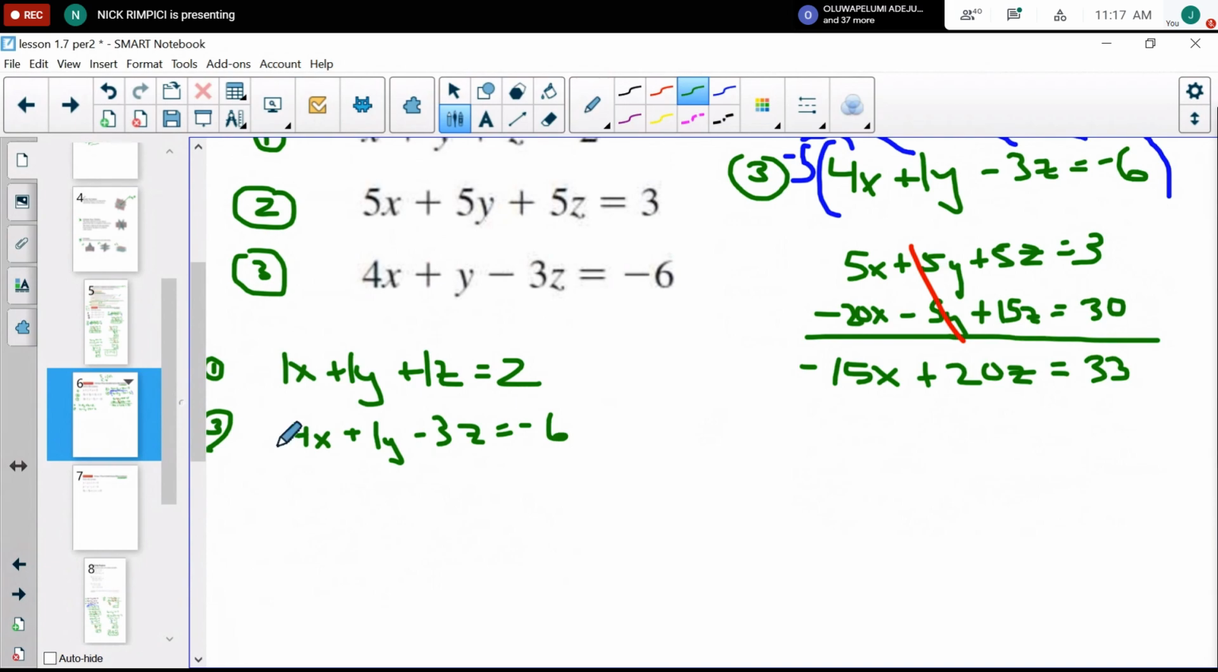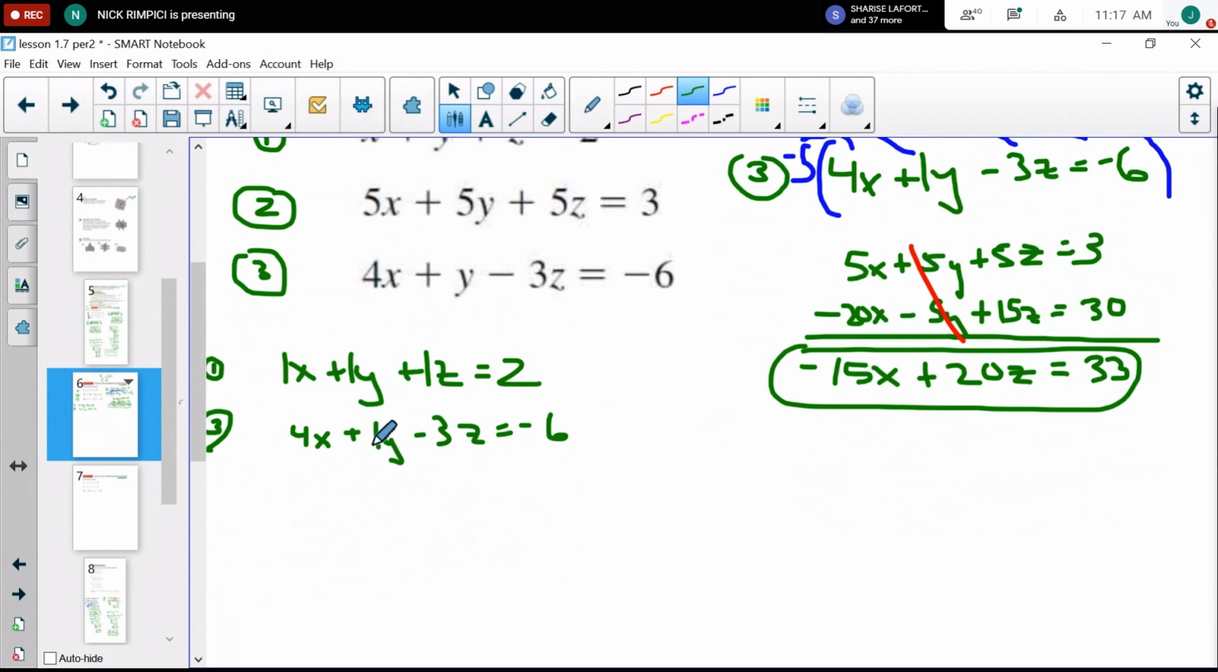If I eliminate y over here, I have to eliminate y over here as well, because the new equation I have is in terms of x and z. I need the equation that comes out of here to be in terms of x and z. So I have to eliminate y.